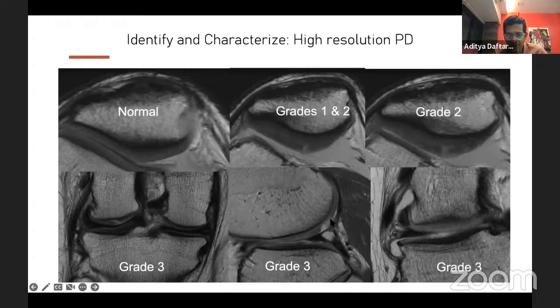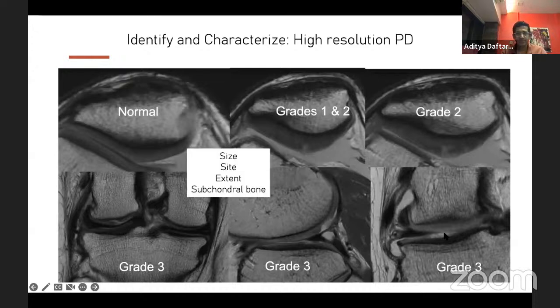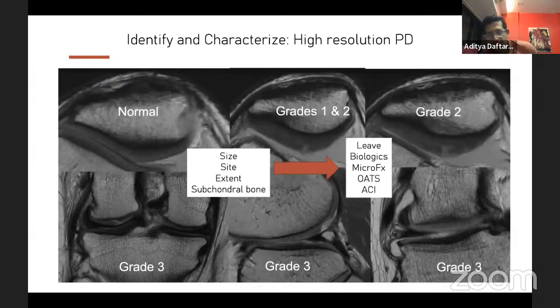Here's another more discrete chondral lesion here. And here again, your grade 3 complete thickness cartilage loss. Okay. So what we can give you on MRI is the size, the site, the extent, as well as the status of the subchondral bone. And then based on that, you take a call on whether you want to leave it, use biologics, microfracture, OATS, or ACI.